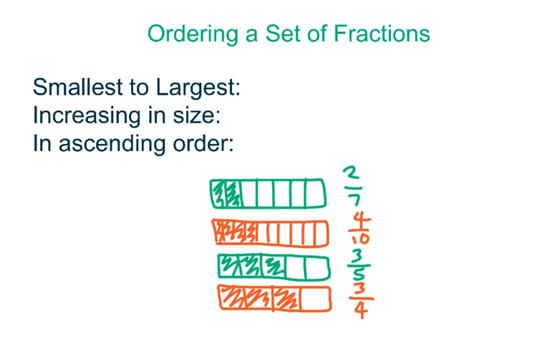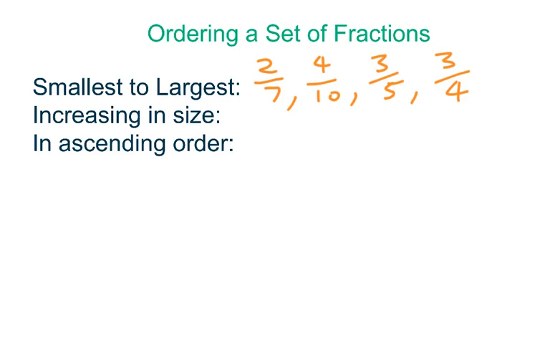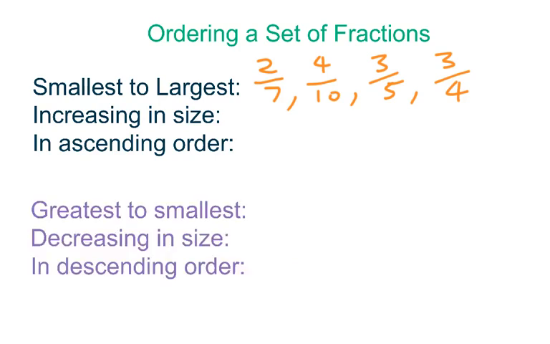So to write these in order as asked in a test question, smallest to largest, increasing in size or in ascending order, we would simply write 2/7, we can use commas, 4/10, then 3/5, then 3/4. This is the common way to present an answer, and often you will be asked to put a set of usually 5 numbers in order, is quite common.